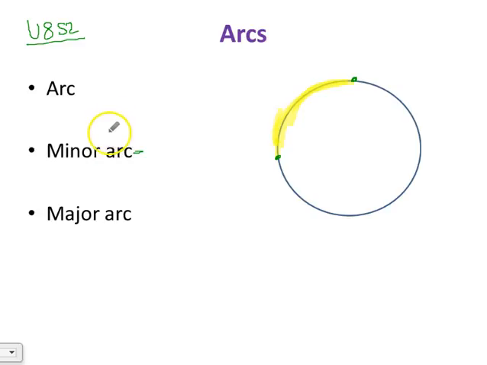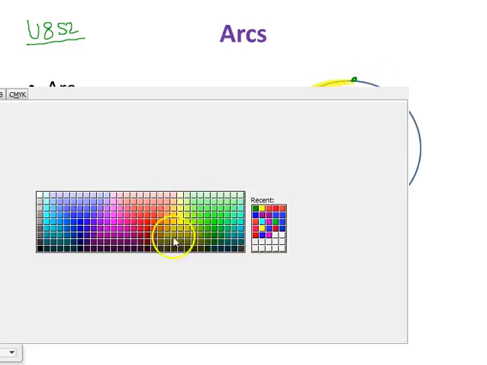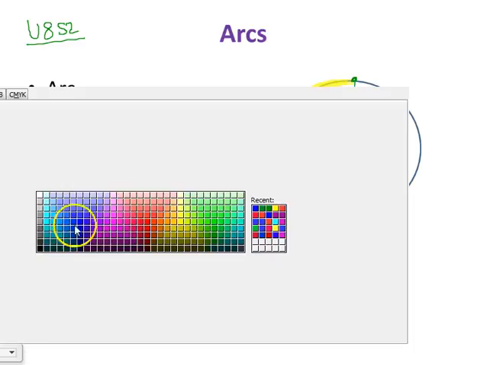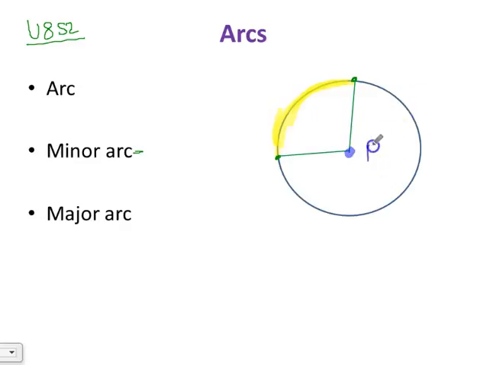So let's see here. I'm going to draw in something to explain this a little bit better. I'm going to talk about both the minor and major arcs at the same time. So we've got this circle here, and the center of our circle we'll call point A.